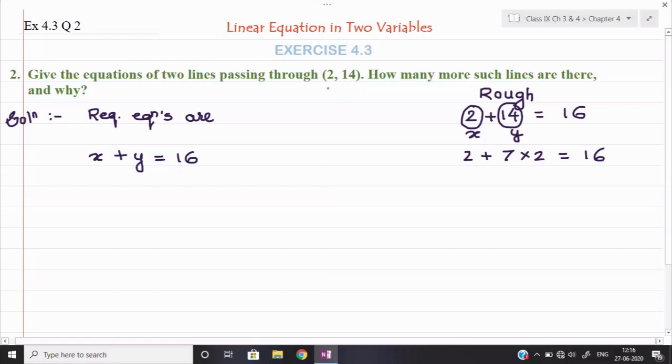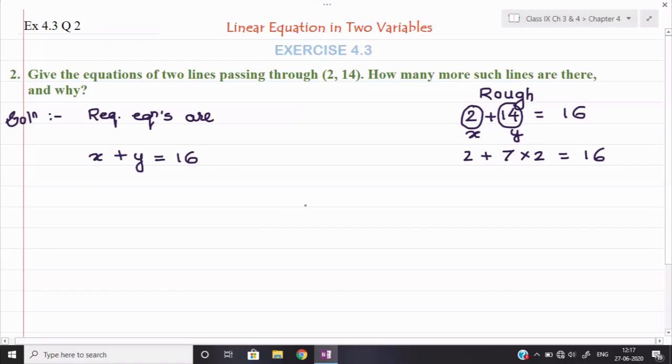Passing from 2 comma 14 means when I draw this line onto the graph paper, in that case this line will pass through the coordinate 2 comma 14. How algebraically can we say it is passing from 2 comma 14? If 2 comma 14 is satisfying this equation, we can say yes, this line is definitely passing from 2 comma 14. How can you say that 2 comma 14 is satisfying here? Because the value of x I will keep here 2 and y I will keep here 14. Then I should get the right hand side. Yes, 2 plus 14 is equal to 16.